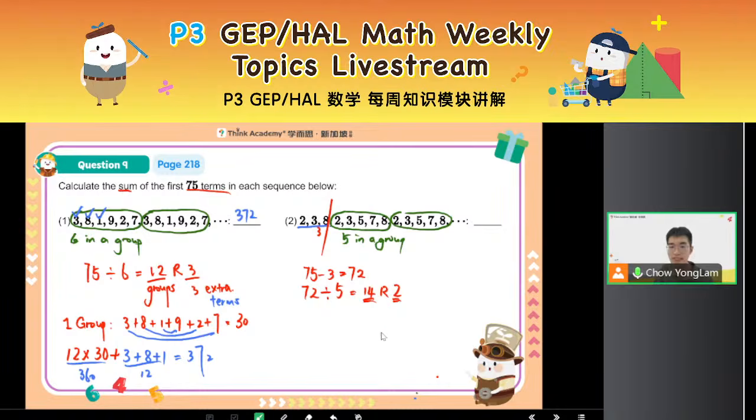Again, once you do your division, ask yourself, what does the quotient mean? What does the remainder mean? So 14 is 14 groups. The quotient is always the full groups. 2 means 2 extra terms. So with that, we can now find out the sum. First, we find group by group. What is the sum of one group? One group you have 2, 3, 5, 7, 8. Add them up. 2 plus 3 plus 5 plus 7 plus 8 is equal to, tell me, what is it?